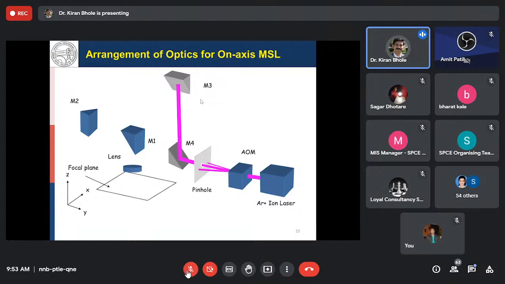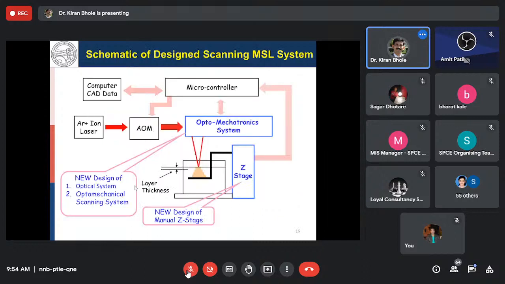If in manufacturing some error comes, then for cancelling that particular error, these M3 and M4 mirrors are used. So these M3 and M4 mirrors direct the beam to the M2 and M1 mirrors. M2 and M1 mirrors are arranged on the scanner, the state of the art on-axis scanning system, and then the laser light is passed through this mirror onto the focusing lens, and through the focusing lens it falls onto the photopolymer resin. So this is the arrangement of the optics for the on-axis MSL system.